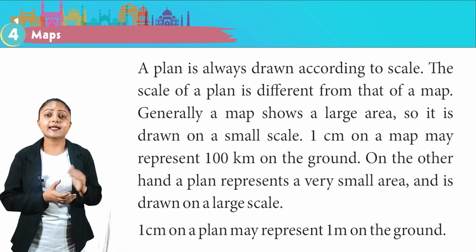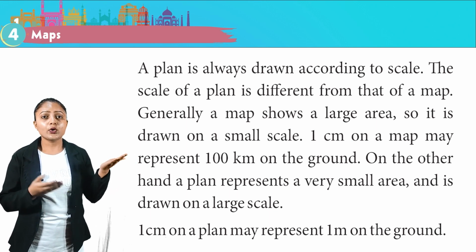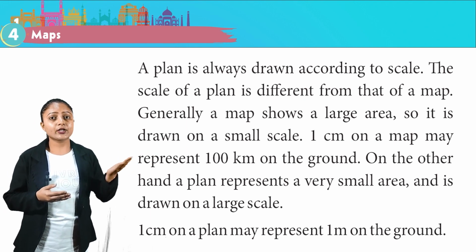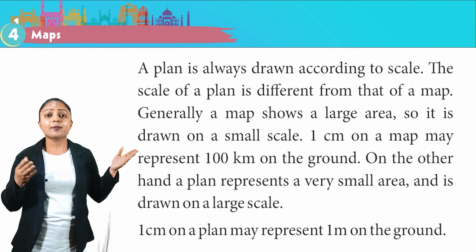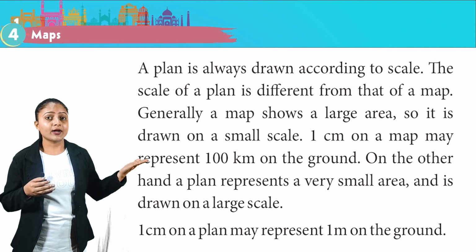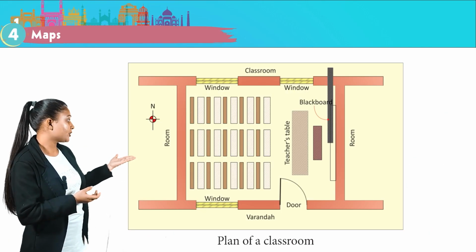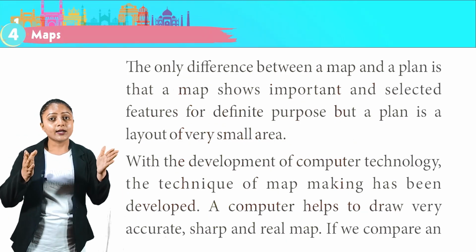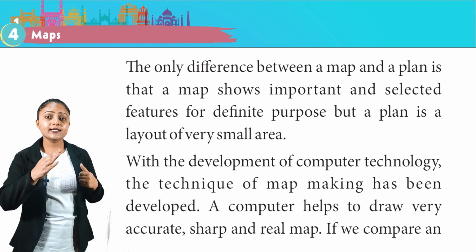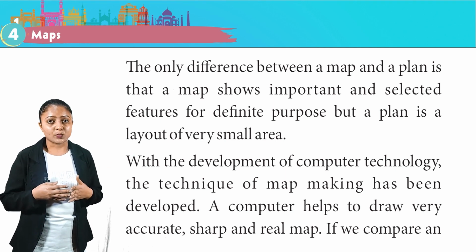The scale of a plan is different from that of a map. Generally, a map shows a large area, so it is drawn on a small scale. 1 centimeter on a map may represent 100 km on the ground. On the other hand, a plan represents a very small area and is drawn on a large scale. 1 centimeter on a plan may represent 1 meter on the ground. This image is showing a plan of a classroom. The only difference between a map and a plan is that a map shows important and selected features for a definite purpose, but a plan is a layout of a very small area.